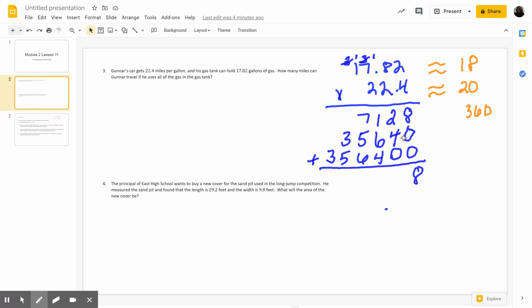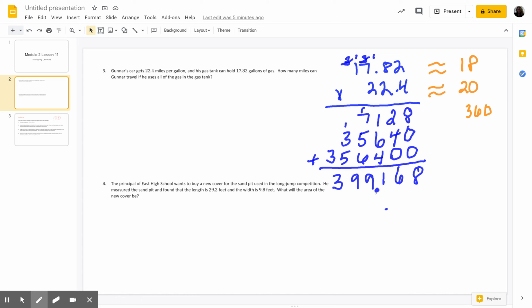So we have 8. 4 plus 2 is 6. 6 and 4 is 10, and 1 more is 11. Carry the 1. We have 7, 8, plus 5 is 13, plus 6 is 19. Carry the 1. We have 5 plus 3 is 8, plus 1 more is 9, and we have 3. Now remember, we said our estimate was going to be about 360, so we have 399 if I put my decimal there. So that's close.